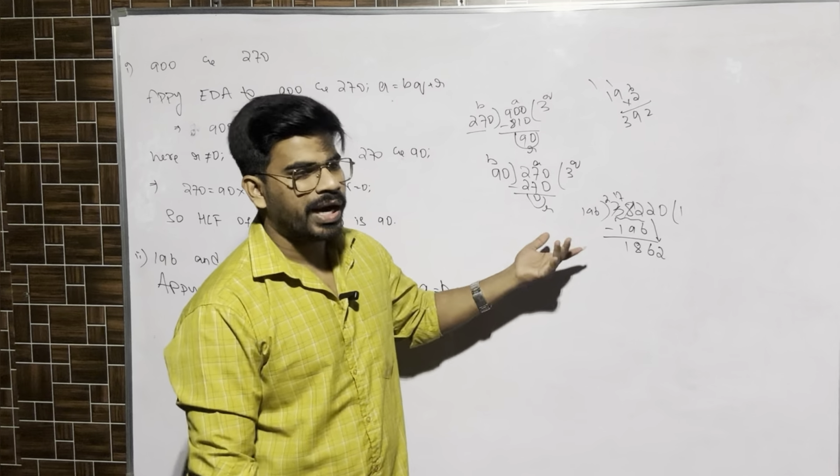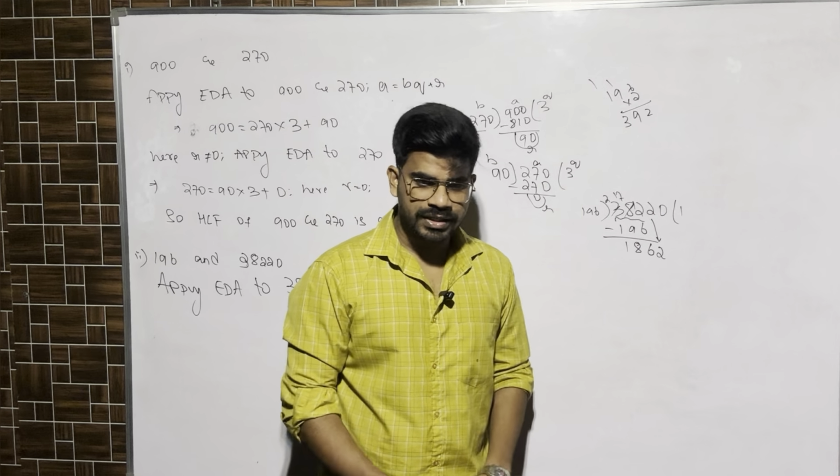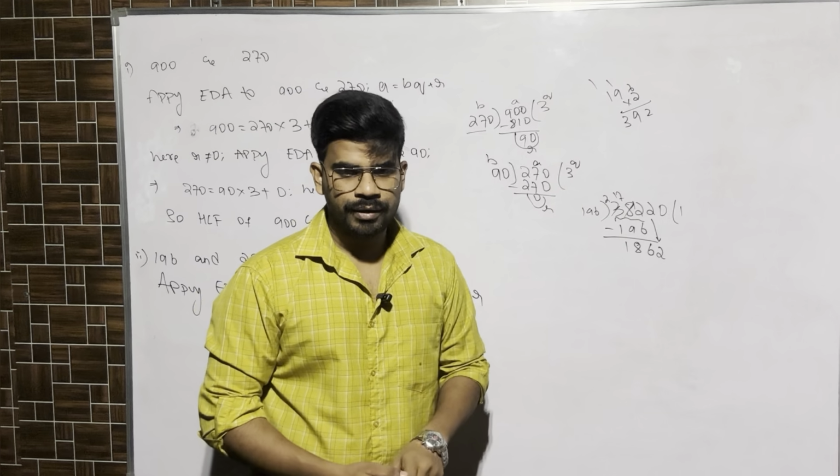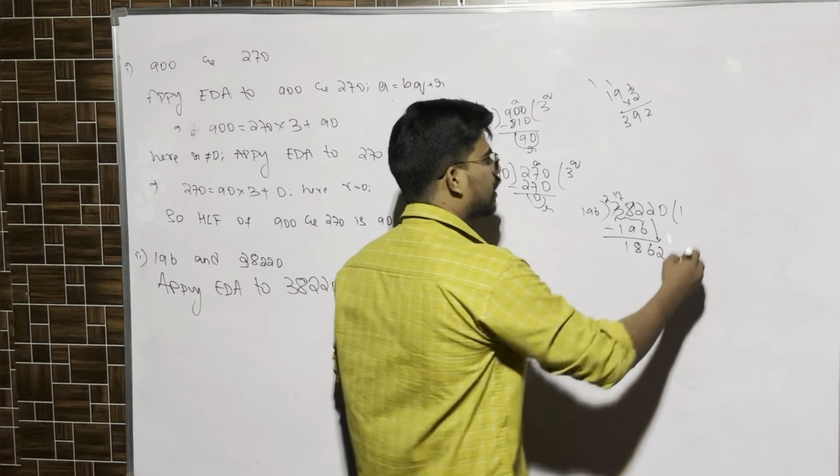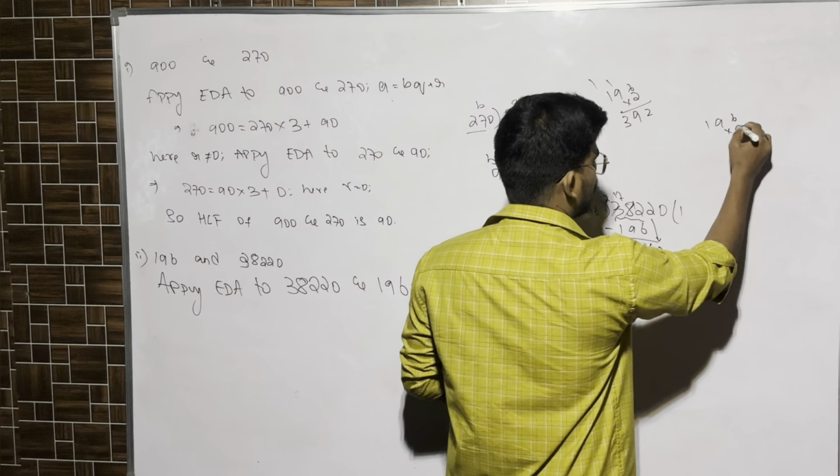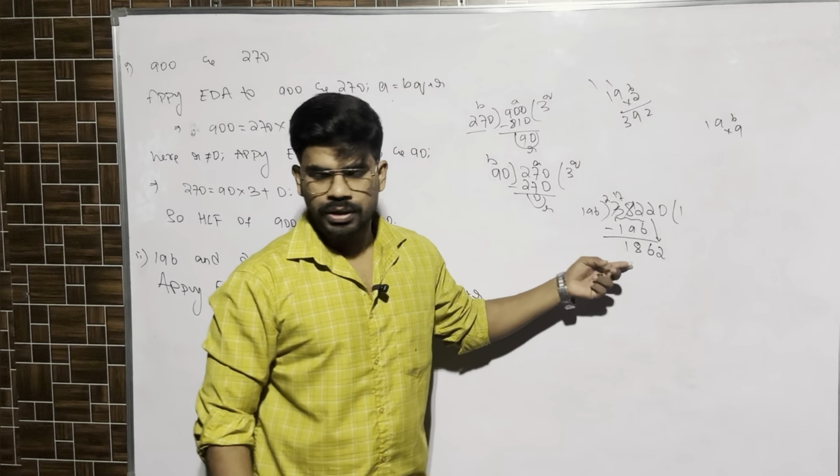200 1s are 200, 2s are 400, 3s are 600, 4s are 800, 5s are 1000, 6s are 1200, 7s are 1400, 8s are 1600, 9s are 1800. So I am trying to multiply that by 9. 196 into 9 is very near to 1800, right? So that's why I am multiplying by 9.